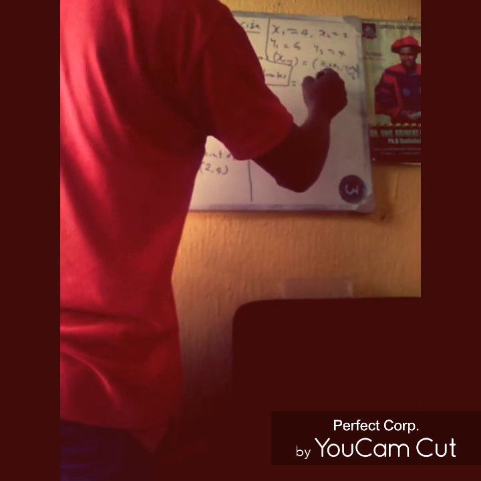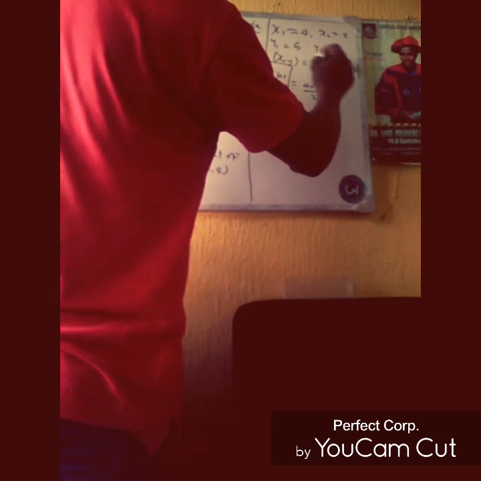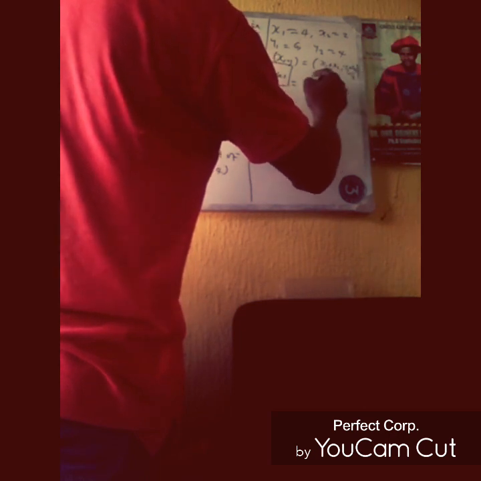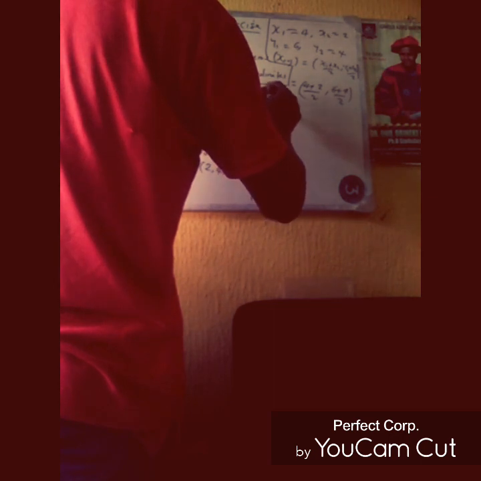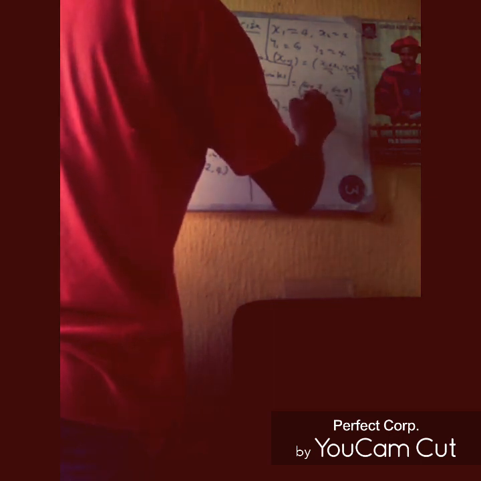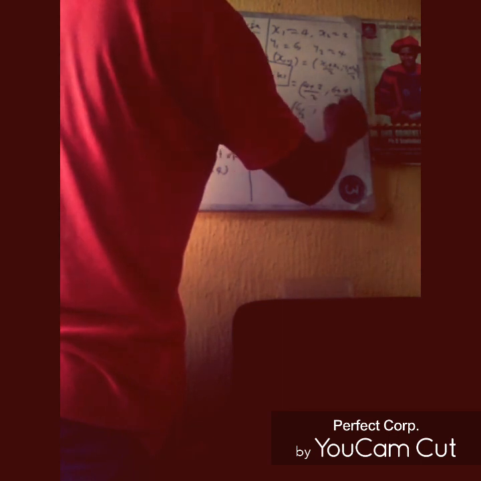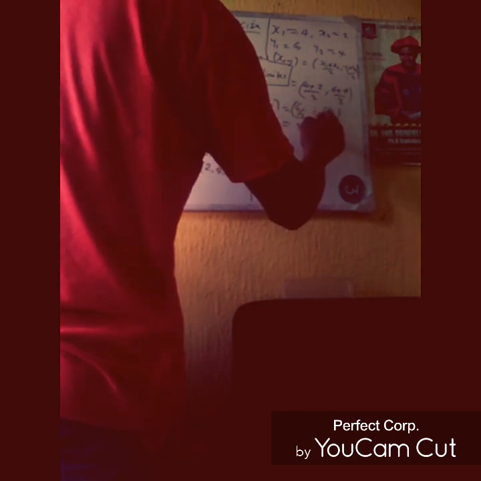That will be x1, that is 4, plus x2, which is 2, all over 2, and y1, which is 6, plus y2, which is 4, all over 2. And this will be (x, y). 4 plus 2 is 6 over 2, and 10 over 2, and that will give us 3 and 5.